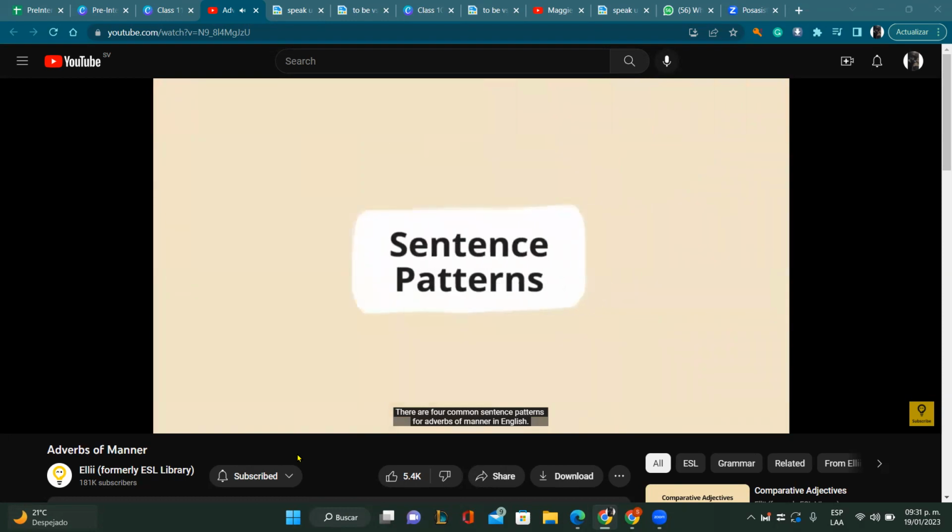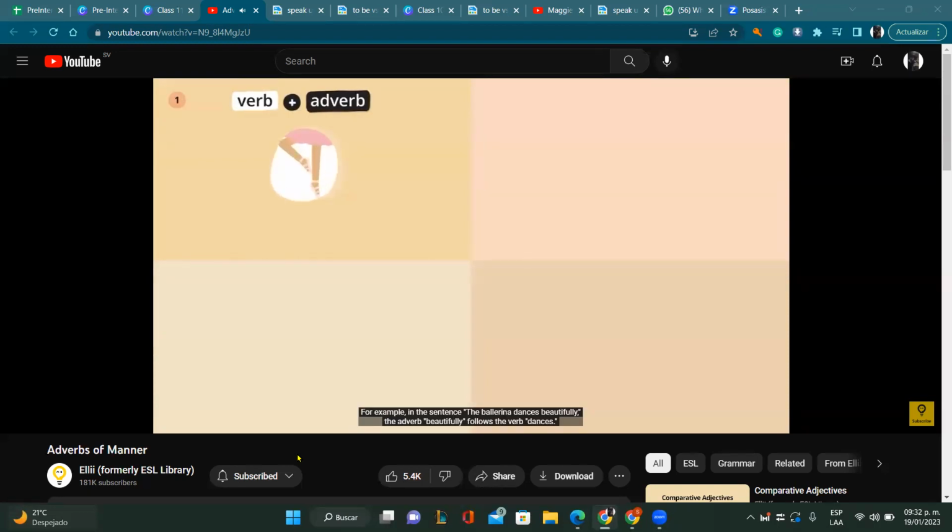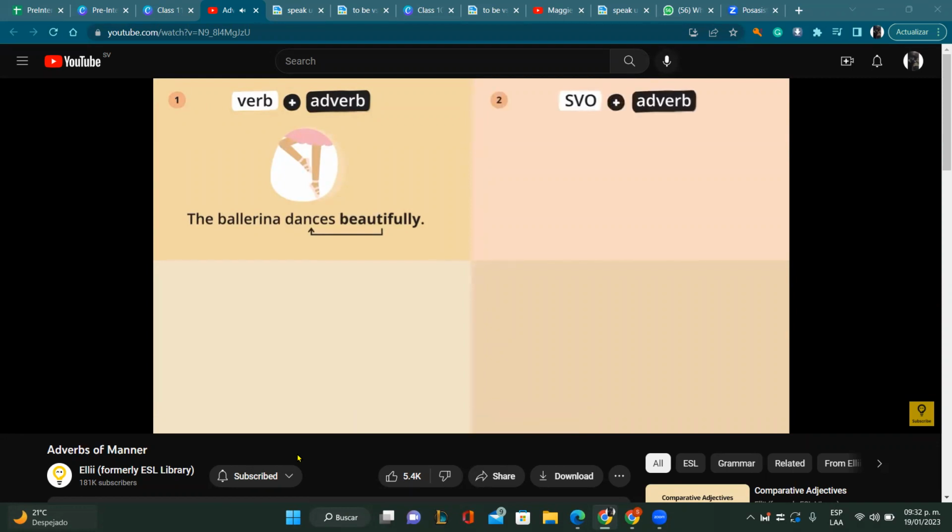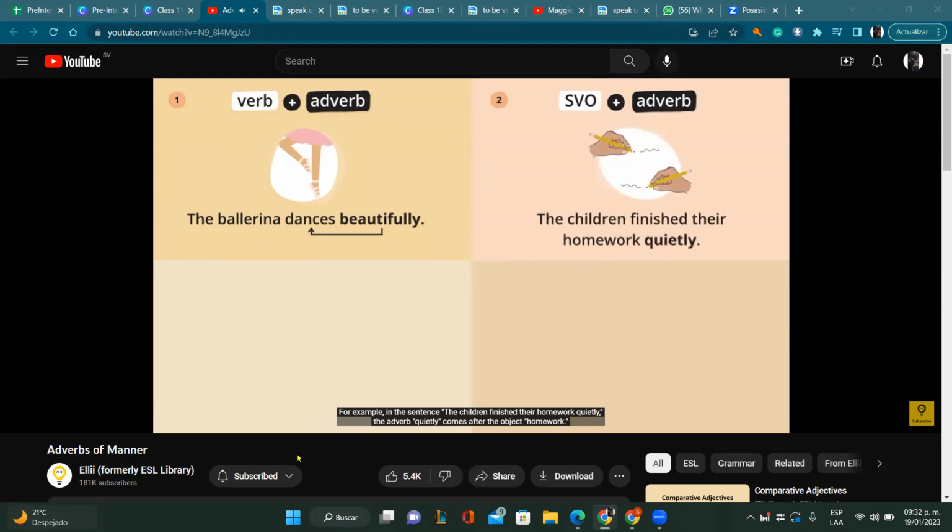There are 4 common sentence patterns for adverbs of manner in English. The first pattern is verb plus adverb. For example, in the sentence, the ballerina dances beautifully, the adverb beautifully follows the verb dances. Beautifully describes how the ballerina dances. The second pattern is subject, verb, object plus adverb. For example, the children finished their homework quietly. The adverb quietly comes after the object, homework. Quietly describes how the children finished their homework.